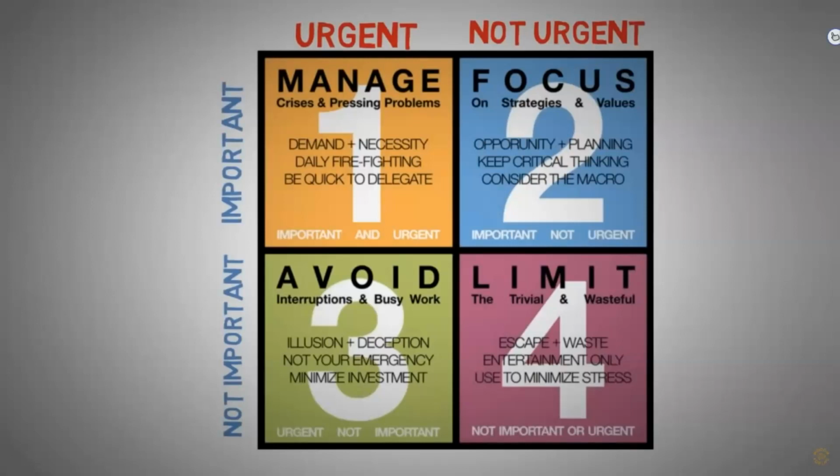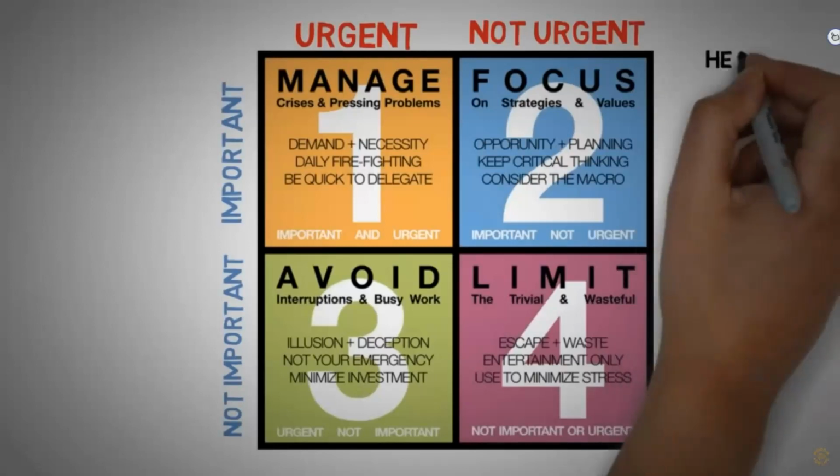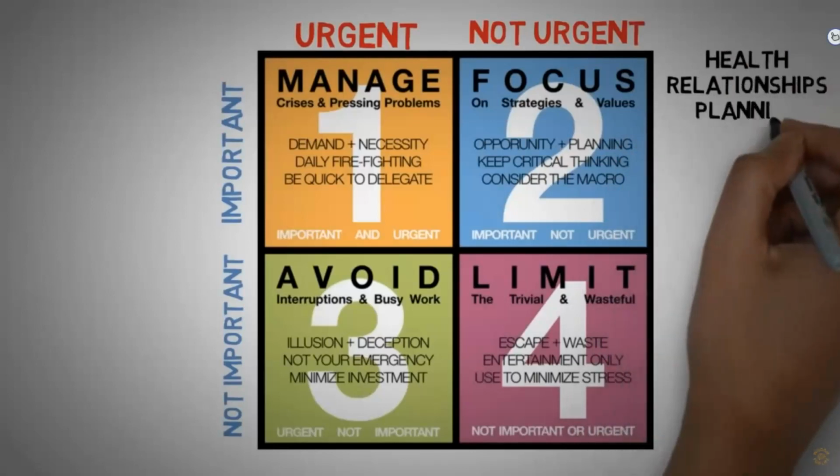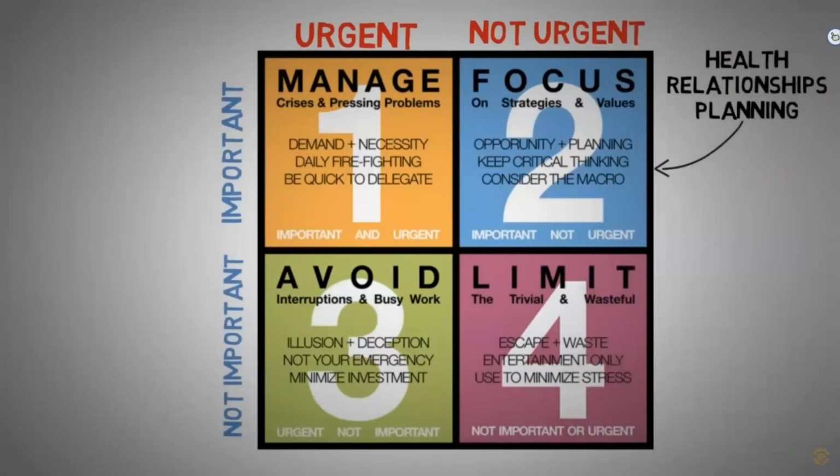Quadrant 1 is urgent and important. This is putting out fires, emergencies, and kind of the reactive mindset. Quadrant 2 is not urgent and important. These are things like your health, exercising, spending time with your family, relationships. We need to put more focus here. These are often neglected activities, and this is where success and balance and growth are found.